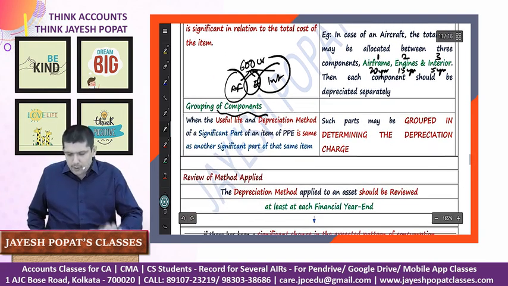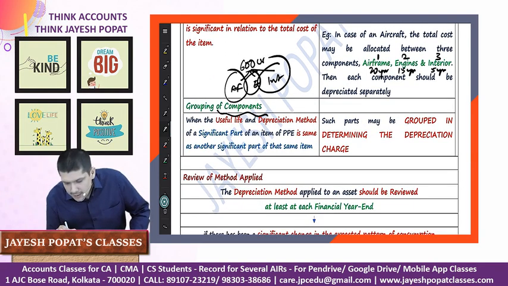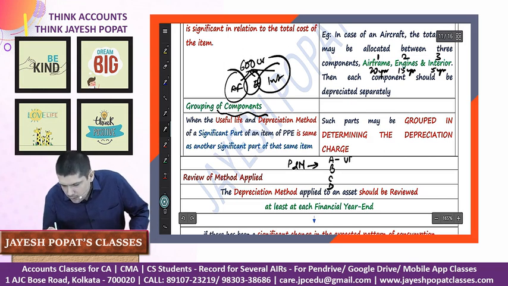Then grouping of components, I'll take an example. Let's say there is a plant and machinery. Plant and machinery has 4 parts, part A, B, C and D. Part A has a useful life of, let's say, 20 years.